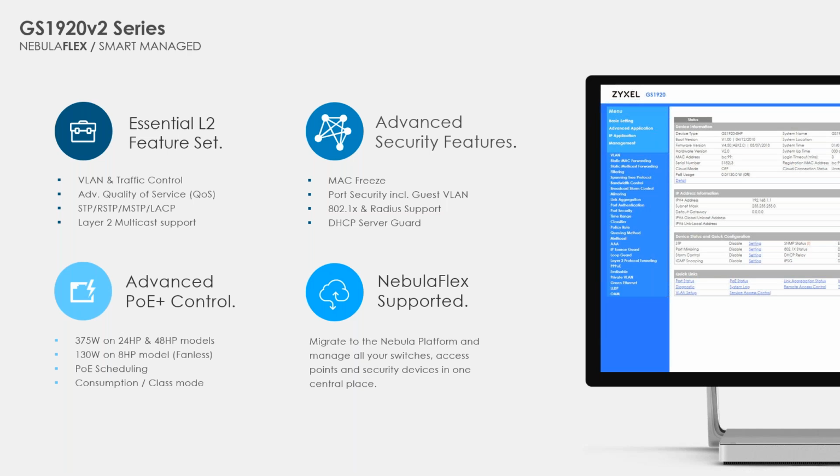So we have a lot of layer 2 features. VLANing, traffic control, quality of service. We support all of the spanning trees, so basic spanning tree, rapid spanning tree, multiple spanning tree. And we also support link aggregation via LACP, so you can utilize multiple ports and create one virtual link between the switches and then gain more bandwidth, more reliability if one cabling goes down or something like that. We also support layer 2 multicast.